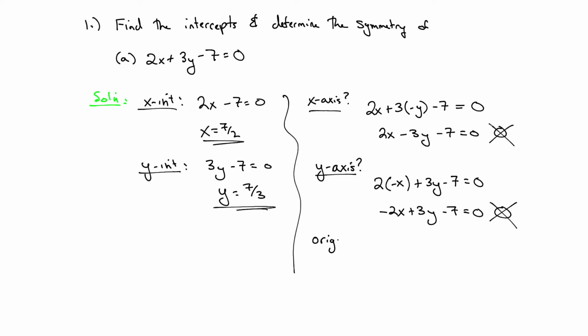Last but not least, origin symmetry. We'll replace x with negative x and y with negative y. So 2 times negative x plus 3 times negative y minus 7 equals 0. You get negative 2x minus 3y minus 7 is equal to 0. And it kind of looks like it might be the same thing, so you could try and divide both sides by negative 1. But if you do that, you'll get 2x plus 3y, which is looking good, but then you'll get plus 7, and that won't be the same thing. So this also does not work. So no symmetry.